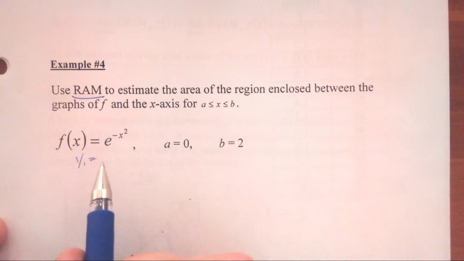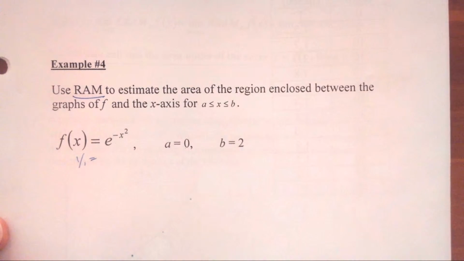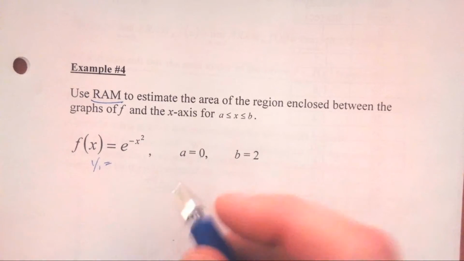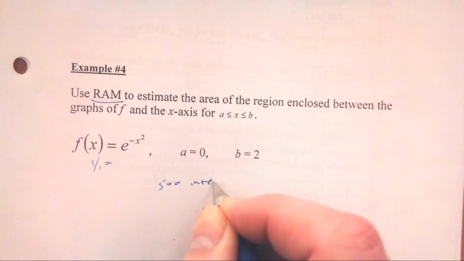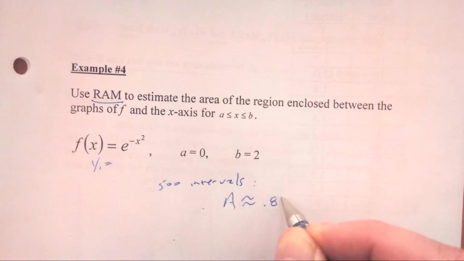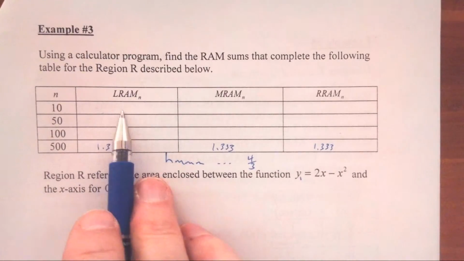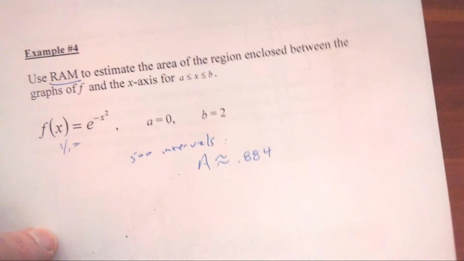And so we would enter this as Y1. We would enter maybe 500 intervals, and left bound, right bound, and our calculator is going to give that to us. Again, that should be something that you guys do on your own. I will just put it here so you can test it. At 500 intervals, I got the area is approximately 0.884. Okay, so we start to look for some convergence between our LRAM, MRAM, and RRAM. And if we've got good convergence, we're probably in pretty good shape, and we do converge at 0.884-ish. Okay.